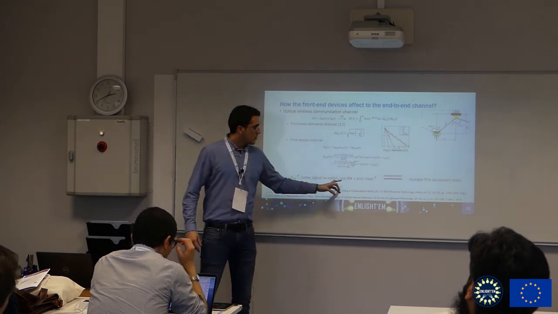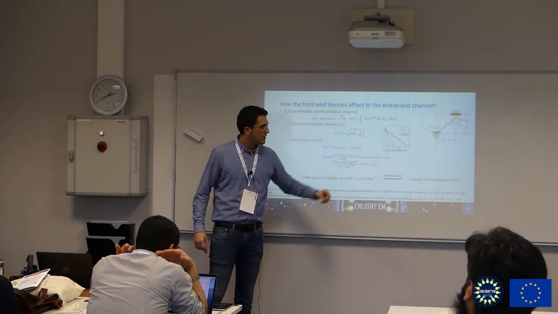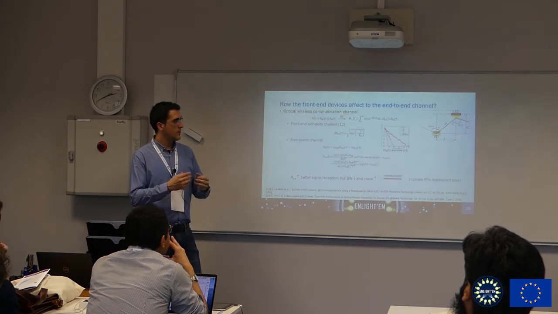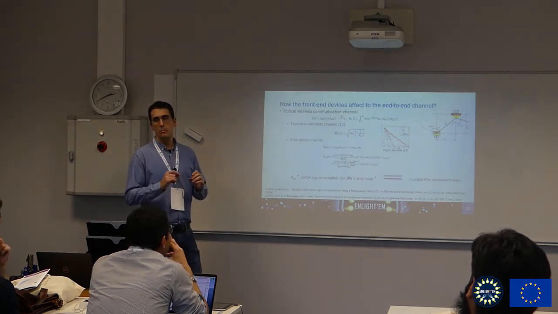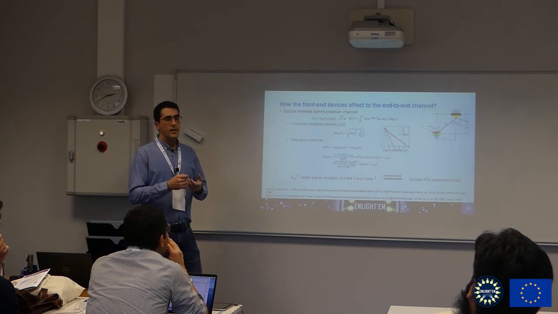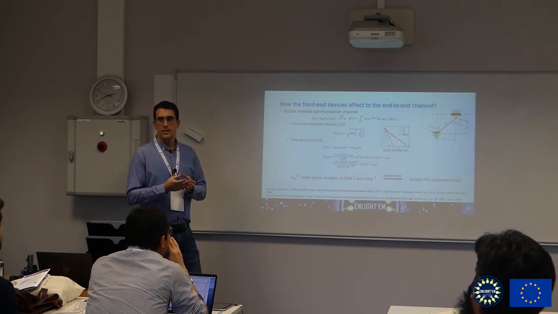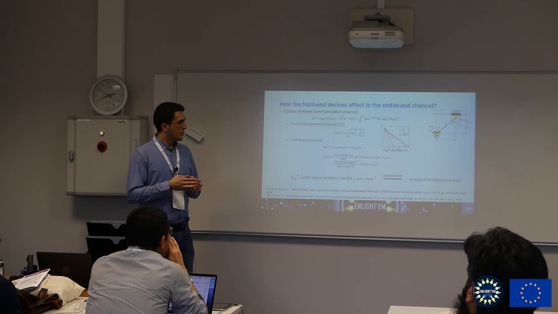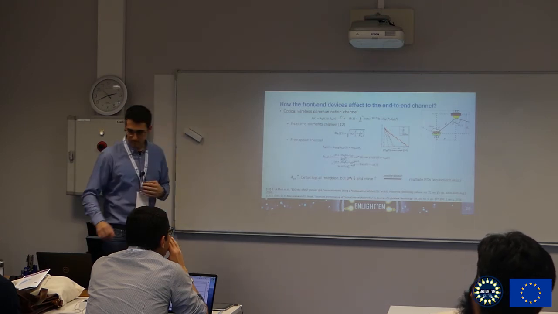A possible solution can be using multiple photodiodes in order to build an equivalent area of photodiode, but not increasing the capacitance that is decreasing the bandwidth.